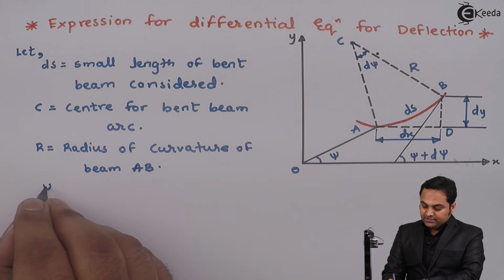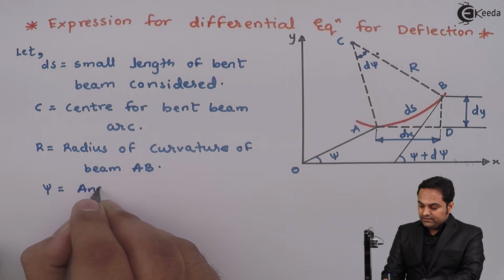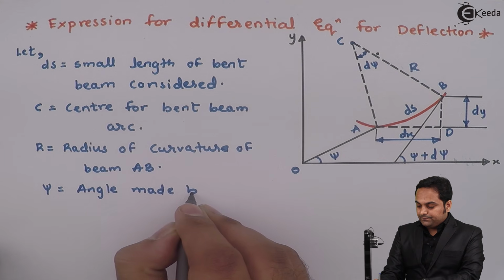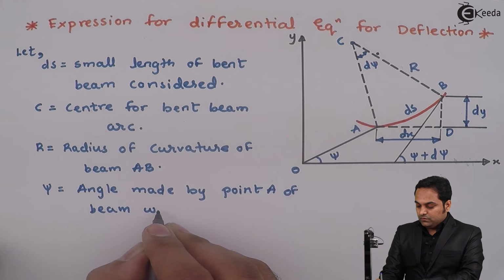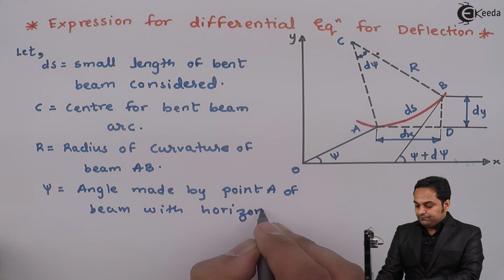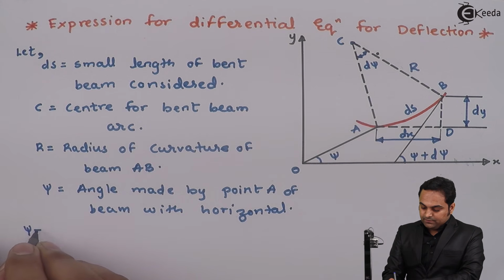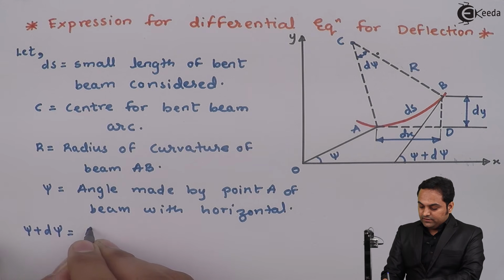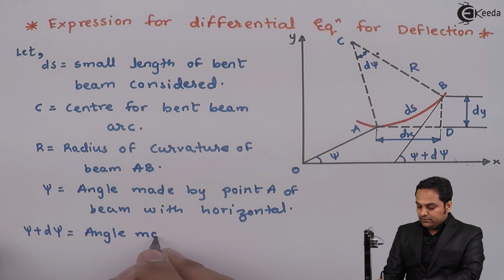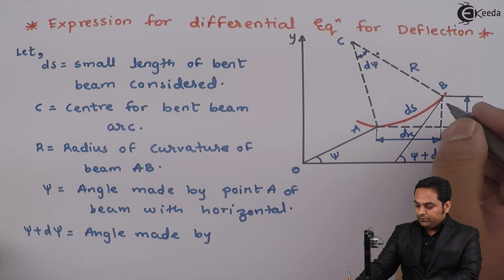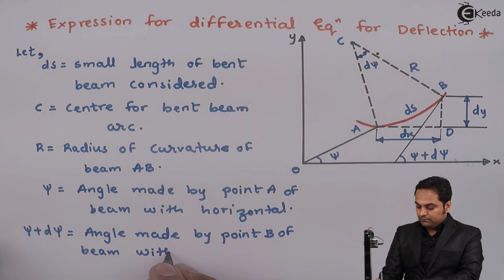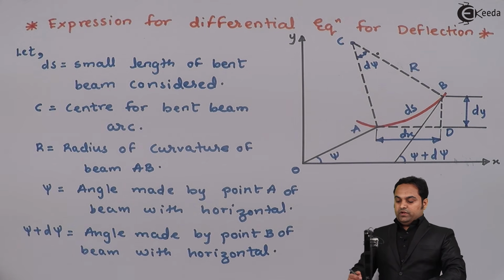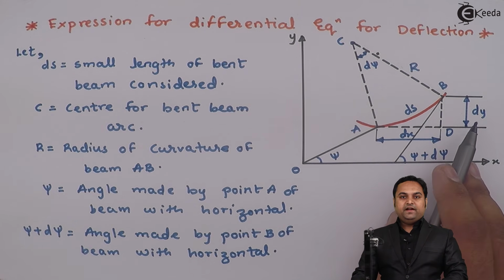Then psi is the angle made by point A of the beam with horizontal. Then psi plus d psi is the angle made by point B of the beam with horizontal. Next, we have dx and dy.